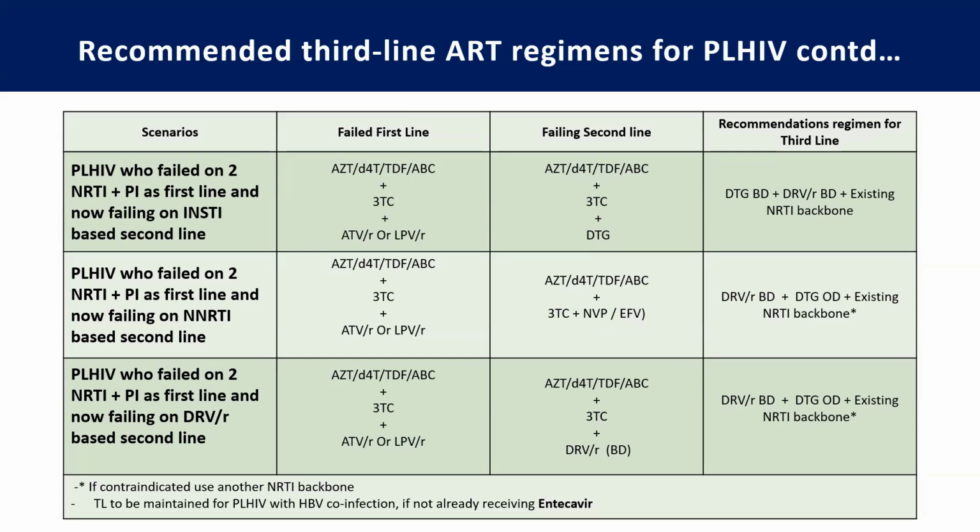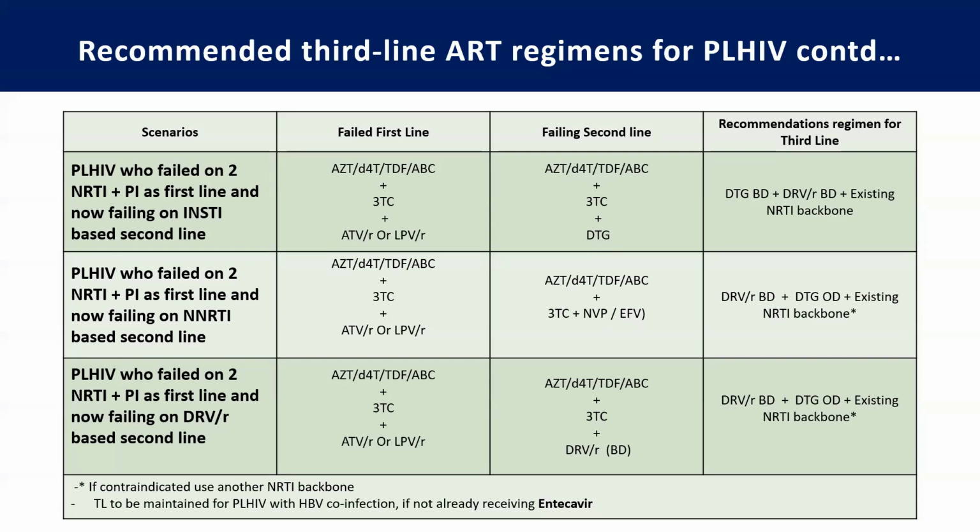Then the next scenario is a PLHIV who failed on 2 NRTIs plus PIs first line and now failing on NNRTI based second line. So patient was given any of the NRTIs with lamivudine, with ATV or LPVR as first line. And the second line here was a NNRTI based second line. So, for example, patient would have been on TL ATVR as the first line, and then the second line would be ZLE.